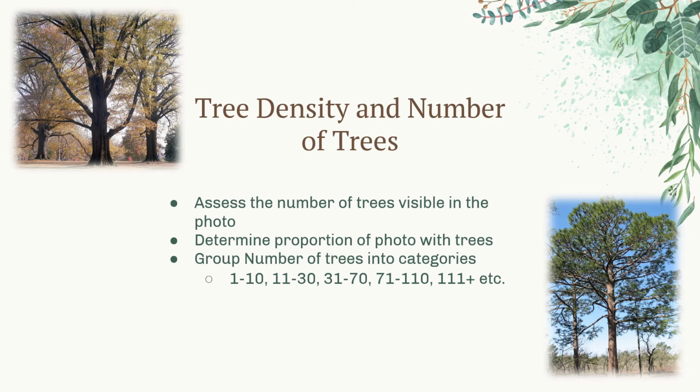Inaccuracy was even more the case in photos taken in open areas that were surrounded by distant trees. To overcome this inaccuracy, it is best to group the number of trees into categories such as between 1 and 10 or 30 and 70. This will allow the user to determine the estimated number of trees while decreasing the likeliness of inaccuracy.